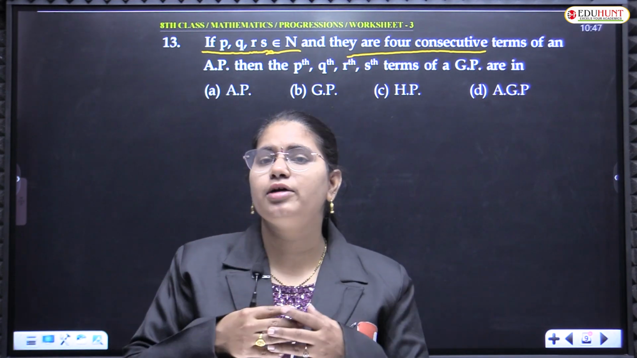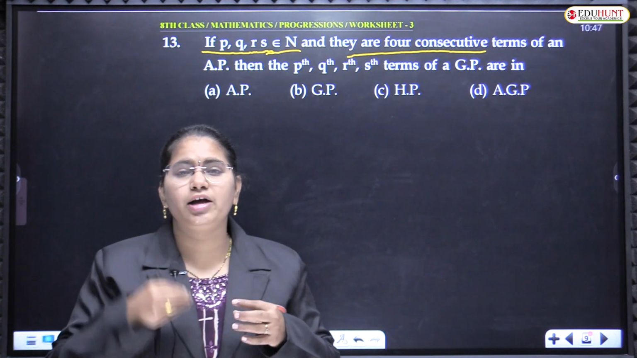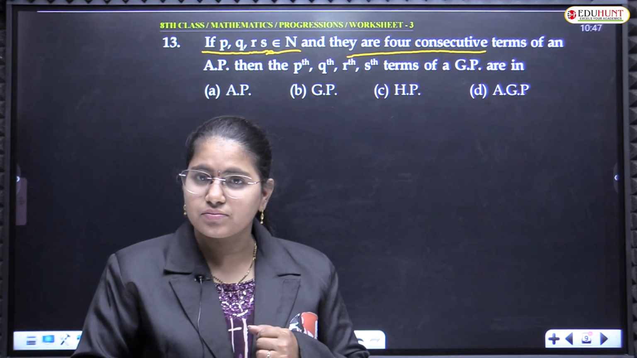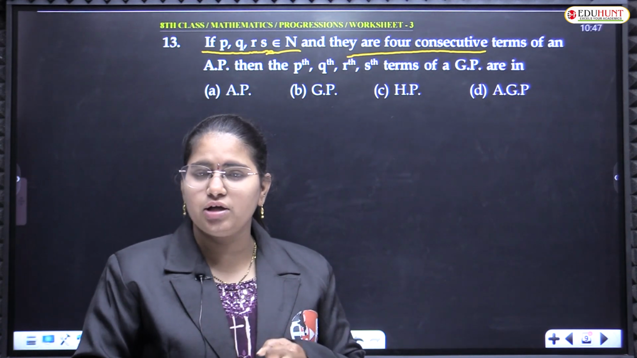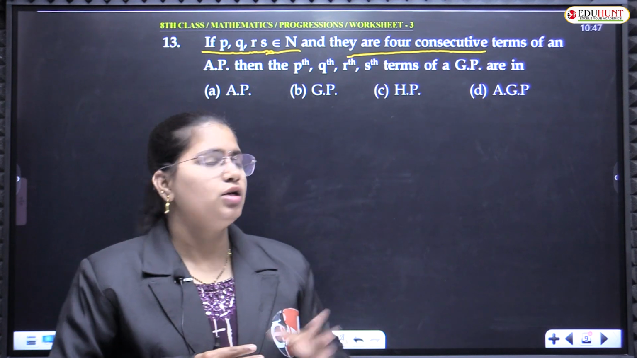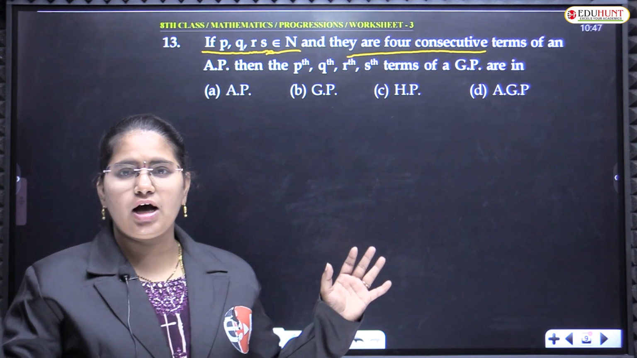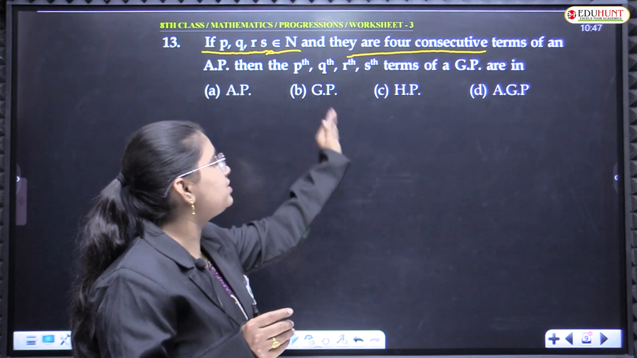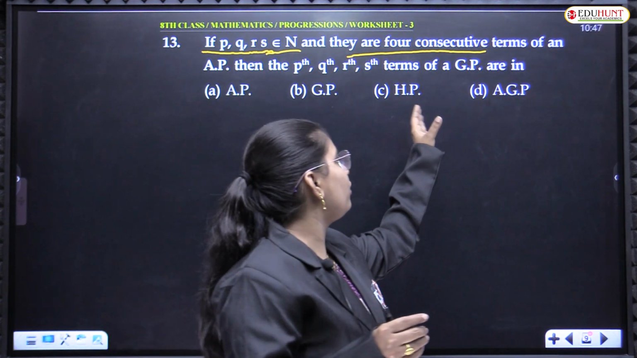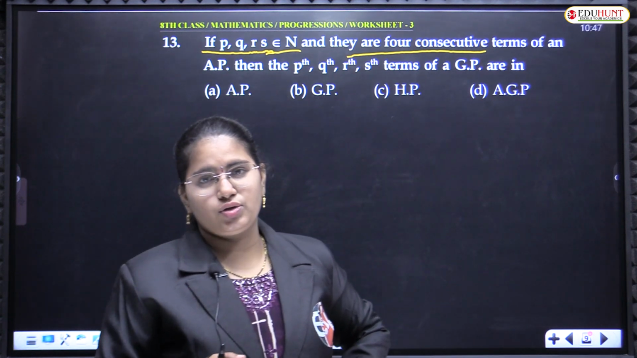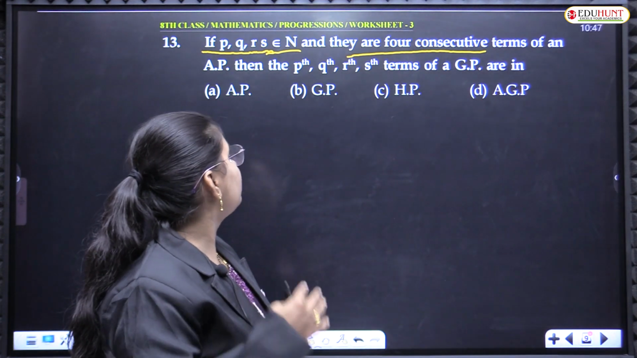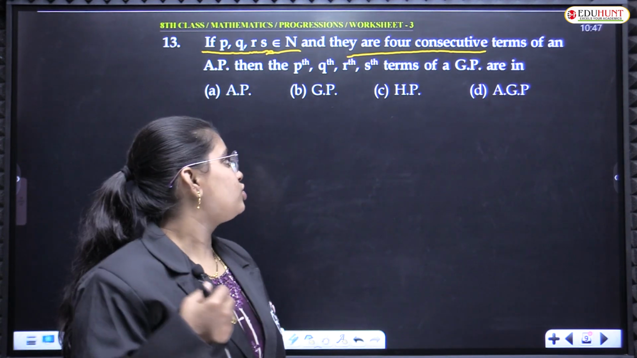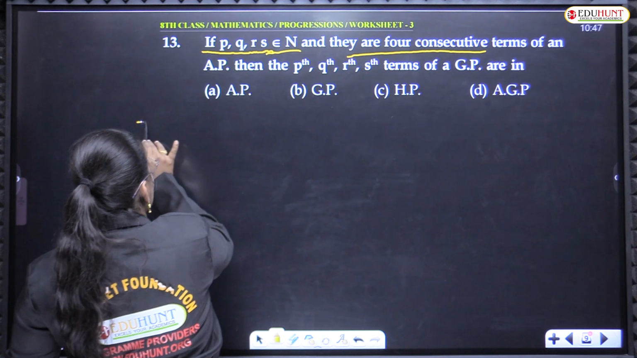And what will be the terms? How can we write the terms in an AP? Tell me. A, A plus D, A plus 2D, A plus 3D and so on, right? So given 4 consecutive terms are in AP, then the Pth, Qth, Rth, Sth terms of a GP are in dash. They were asking you the Pth term, Qth term, Rth term, Sth term of a GP are in dash. So we will solve this question.